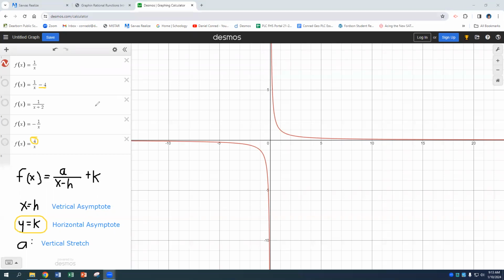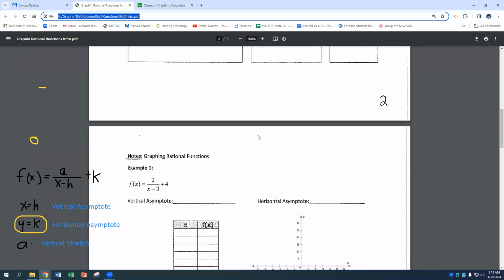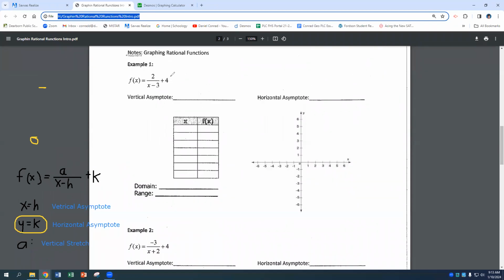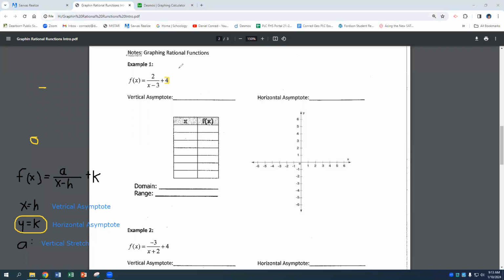Okay, let me go over to the problems. Okay, example 1. So if we look here, we have a horizontal stretch, a horizontal asymptote at 4, right? The k. So I'm going to do y equals 4. Okay, and then my vertical asymptote is going to be h here, which is x minus 3. So my vertical is 3.